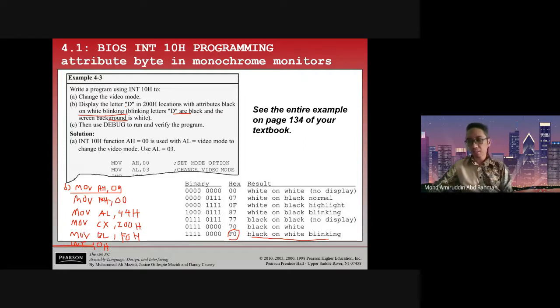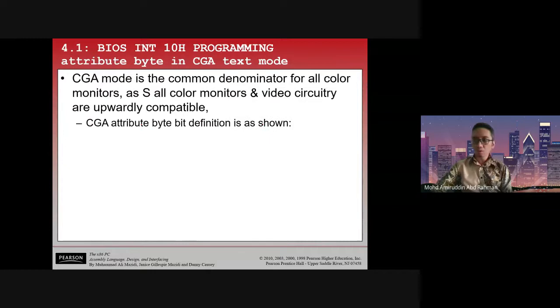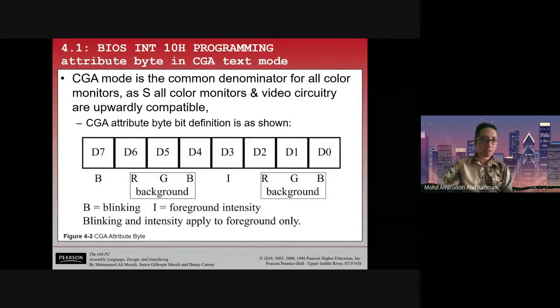If you want to display any other character, of course remember that you need to start with AH09. Alright, so they use divide to run and verify the program. So we don't need to do that. So that is not related with the assembly language. That's after the processing of the assembly language that we write. We look after that.